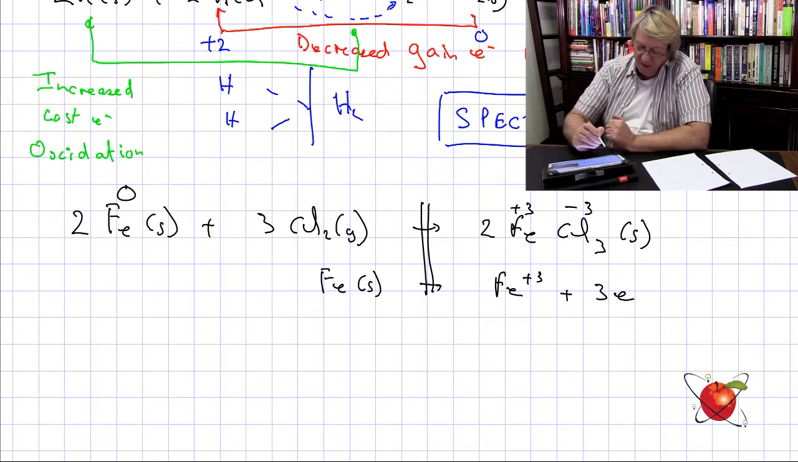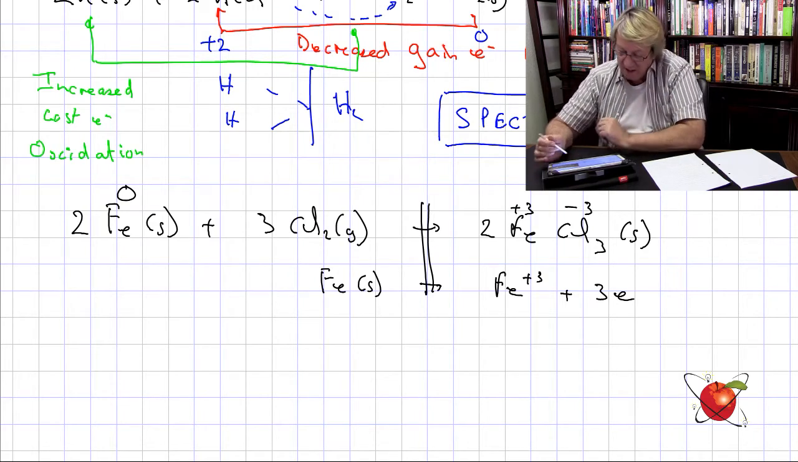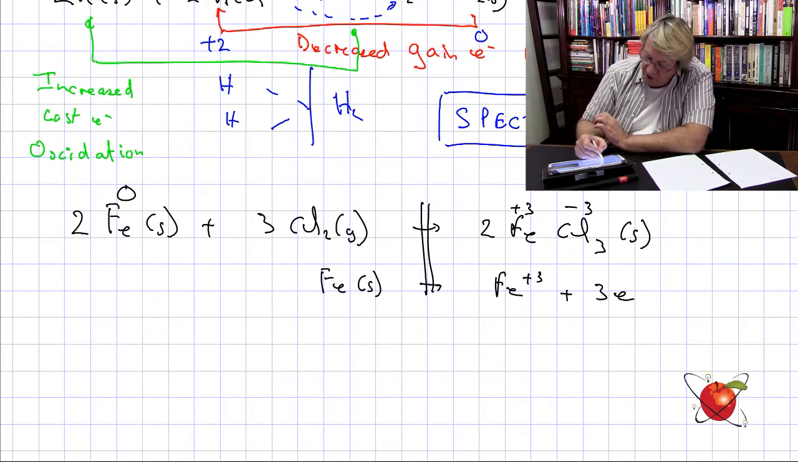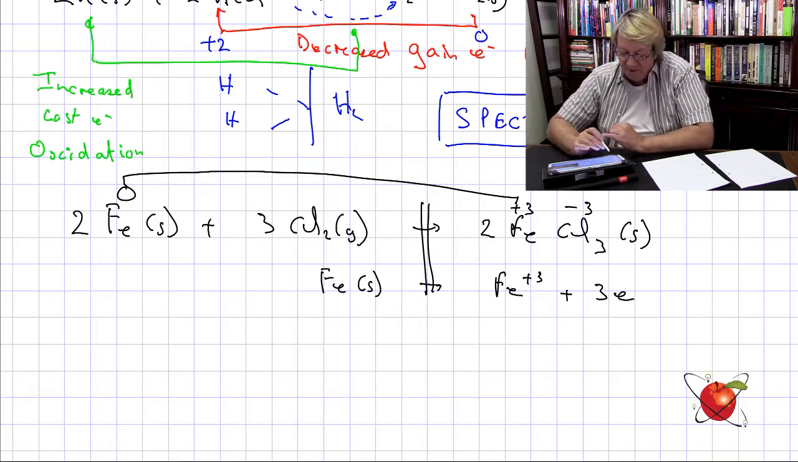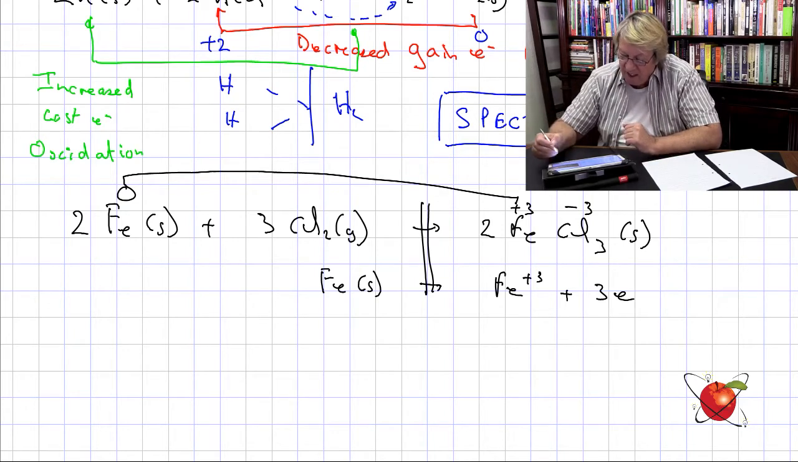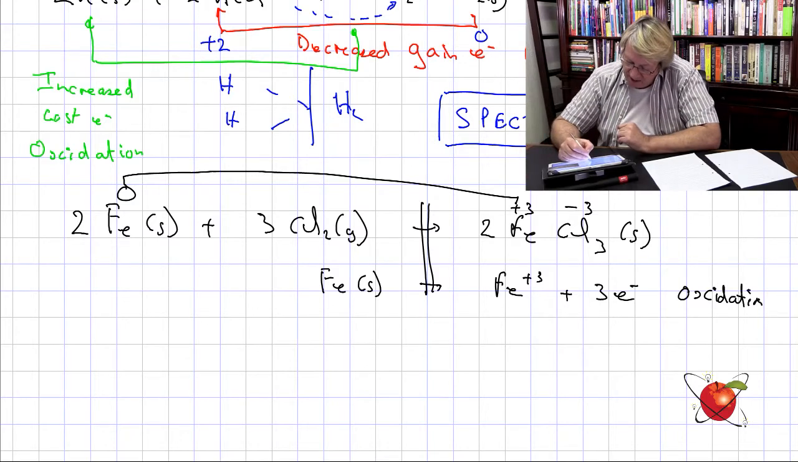Let's just go through that again. 0, why? Because it's an element. Let's look at it on the other side. We need to work it out. We don't know it, but we know it's got 3 Cl's, and Cl is the most electronegative. So that gives us a -3, so it's Fe plus 3. So you can see here that it must have gone from 0 to 3. The oxidation number has increased. How does it do that? It gets rid of electrons. So we've got 3 electrons given away, and loss of electrons is oxidation.